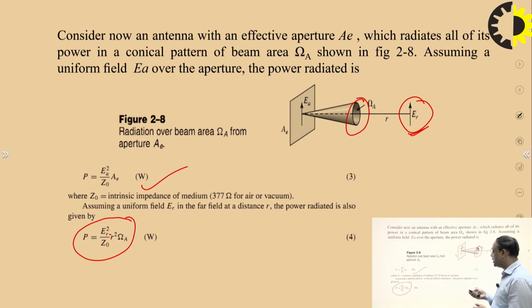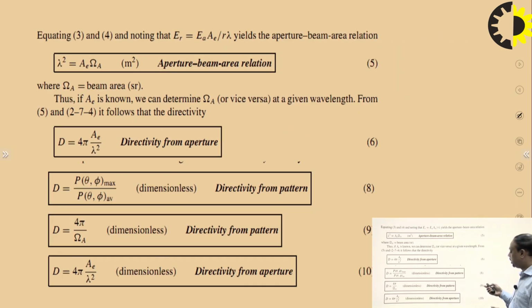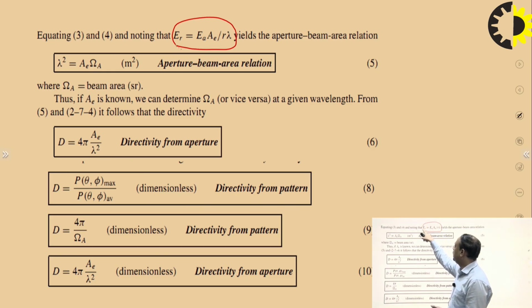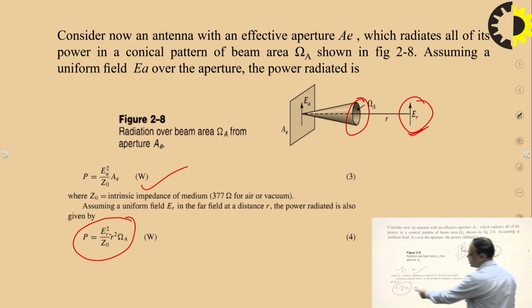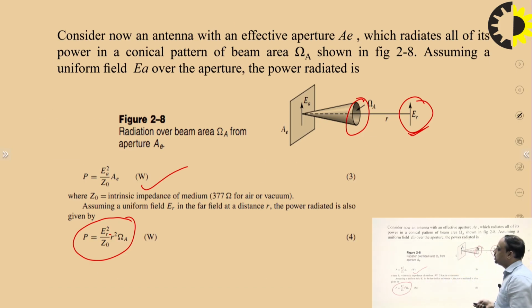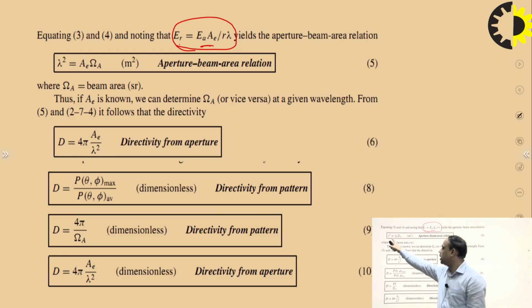So, we can equalize this power, that is, equate equations 3 and 4, and we find the relation that already exists: ER must be related to EA, the effective electric field that is radiated, equal to EA AE by R lambda. When we put this value of ER into the previous value and equate the equations, we find that lambda square is equal to AE into beam area.